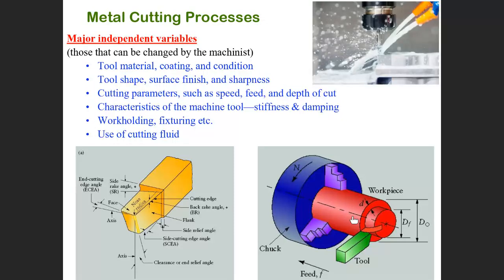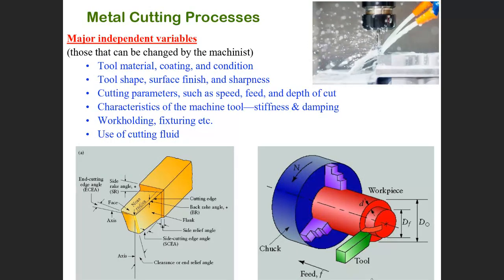Then tool geometry, tool material, workpiece material, cutting speed, feed, and depth of cut, which we call cutting parameters, and the characteristic of the machine tool. What machine do we use? What is the rigidity, the stiffness of this machine? Work holder, how you hold the workpiece and the tool, and whether we are using cutting fluid or not. All these parameters we fix at the beginning before we do the cutting. So we call it independent, because we can select as we want, based on what we are going to do. So we call it independent variable or independent parameter.